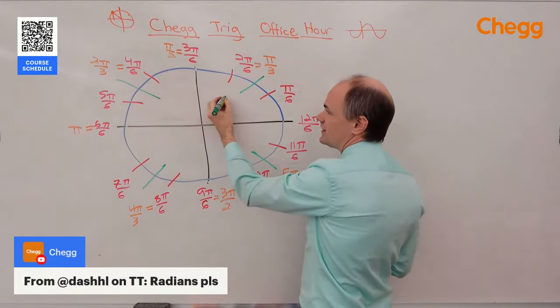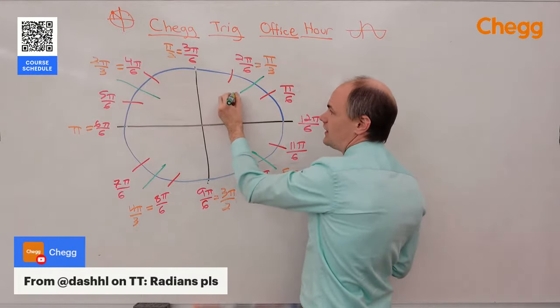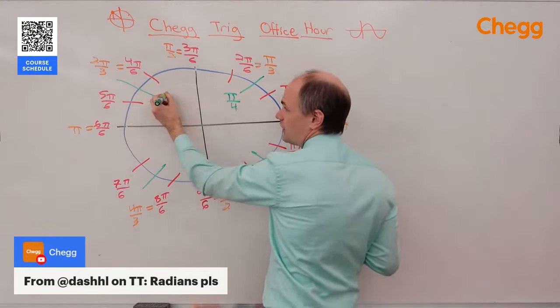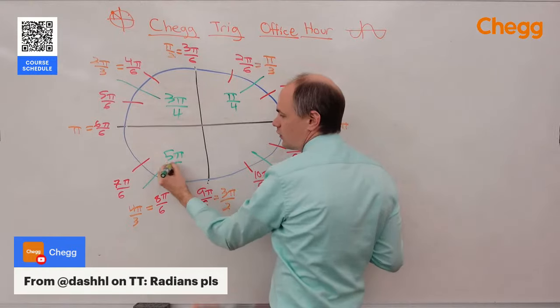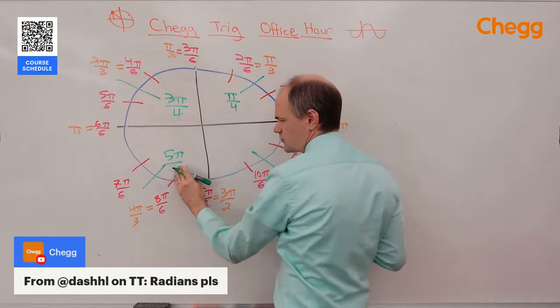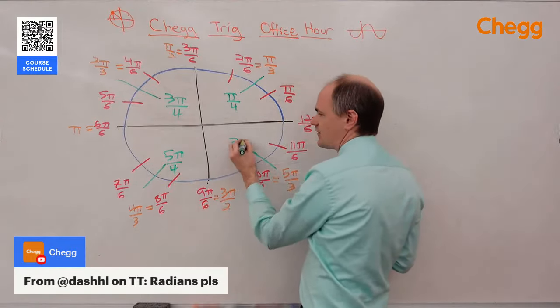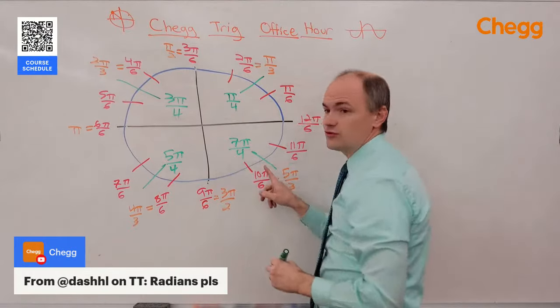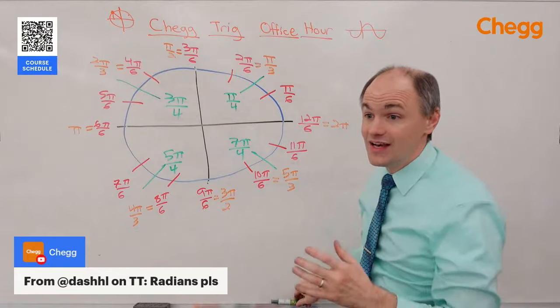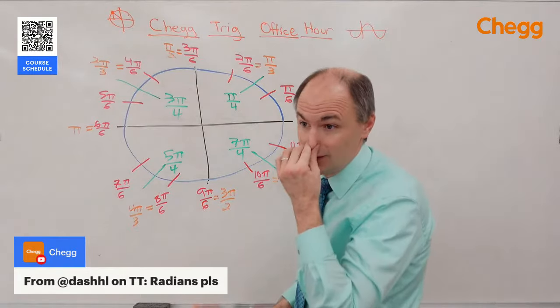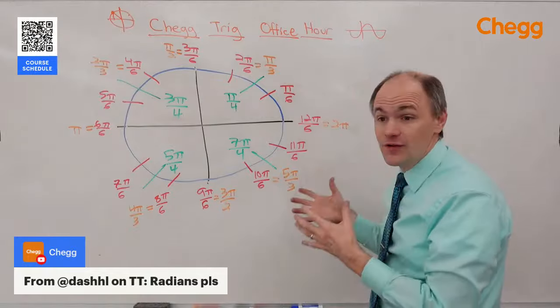So I'm going to put the quarters on the inside. This is 1 quarter, odds, remember. So I'll go 3 quarters, 5 quarters, 7 quarters. And those are the odd points. And you've got your entire circle in radians. So that's how I remember it.